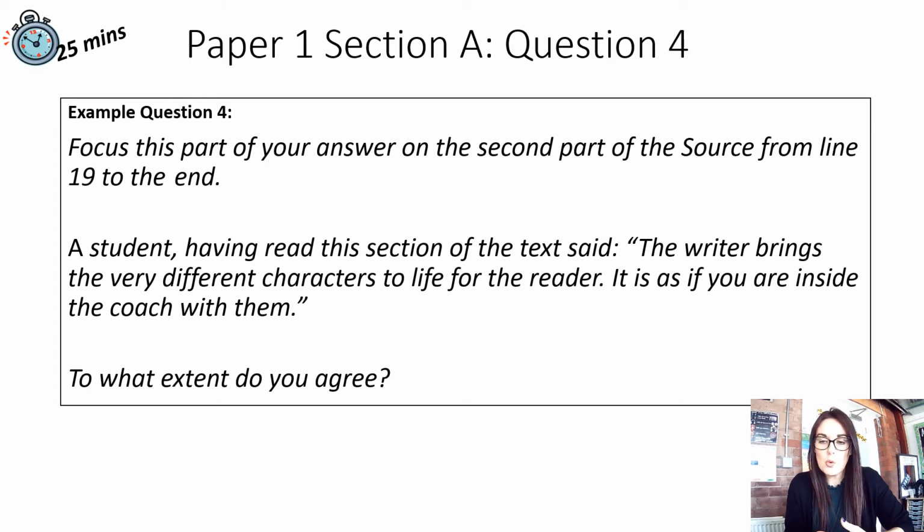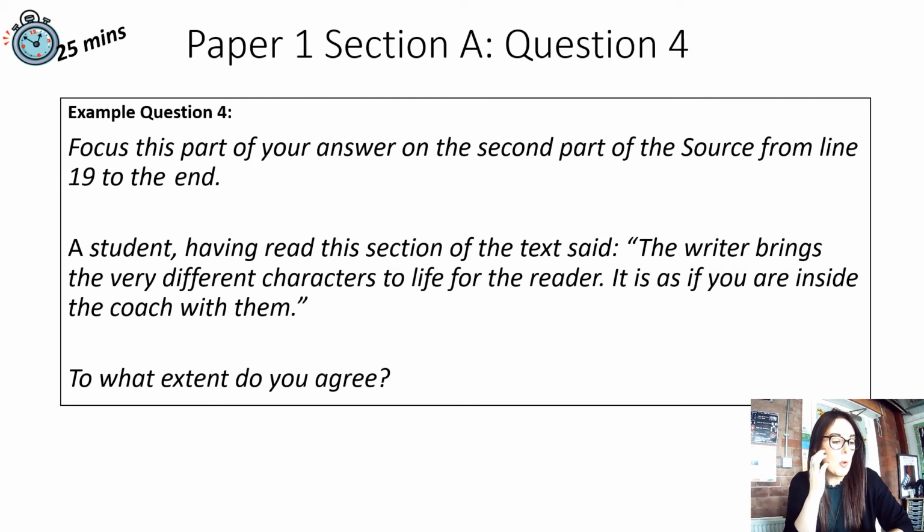So have you talked about in your answer how the characters come to life for the reader? Have you talked about whether you were inside the coach with them? So you've got to make sure you respond to those two things. So you want to be using the words in the question quite frequently. In other words, you want to say why you agree with that. So I agree that the writer brings these characters to life because of this. I agree that we feel like we're inside the coach with them because of that. Okay, so that's the first thing that you want to do.